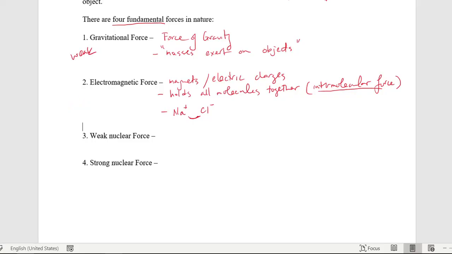All right, now the other two forces you've probably never heard of. And if you did, that's unbelievable because very few people have, right? Because these forces, they work at a long distance.